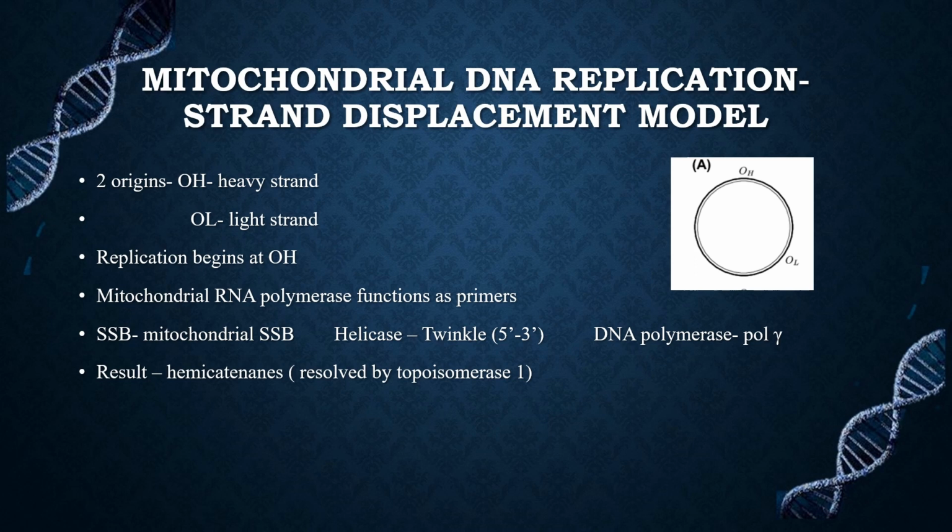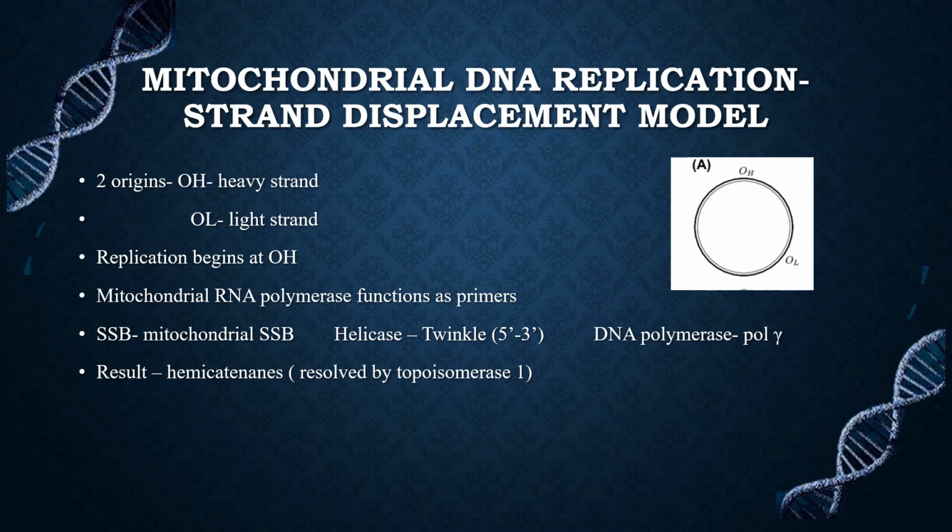Mitochondrial DNA replication is based on the strand displacement model of replication. That is, only one strand is replicated at a time. There are two origins present here, OH and OL. OH is the origin for heavy strand synthesis. That is, the strand contains a high guanine residue content that increases the density, and OL is the origin for the light strand with poor G residue content.